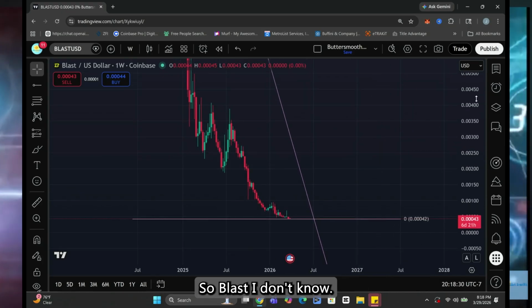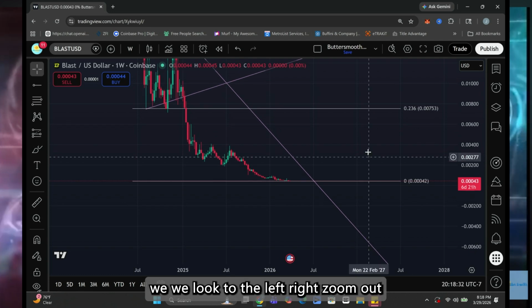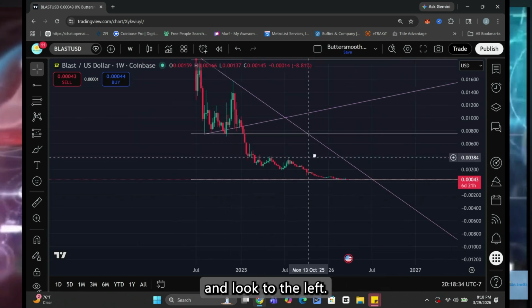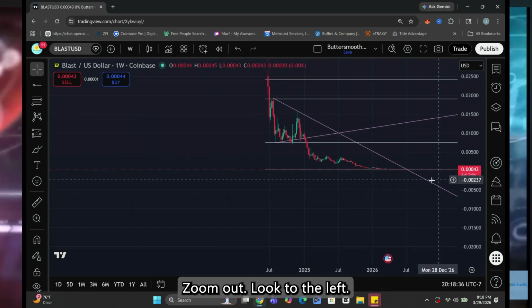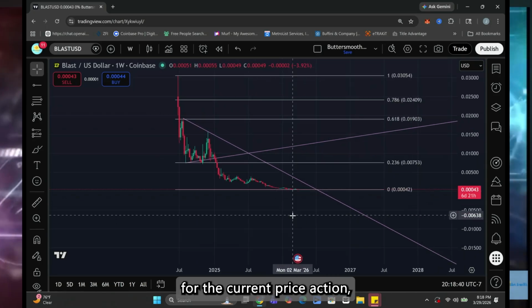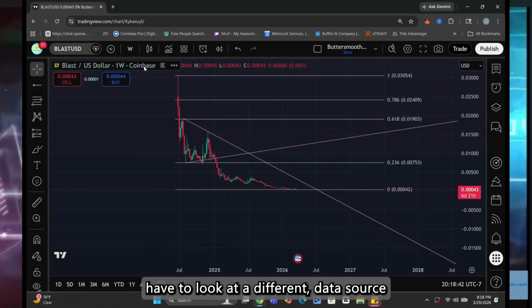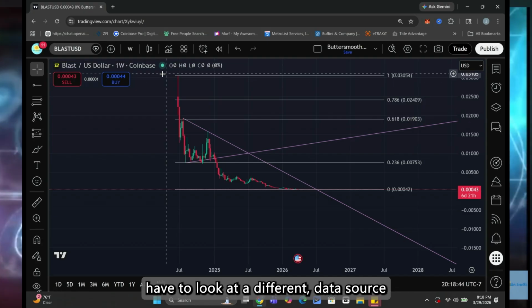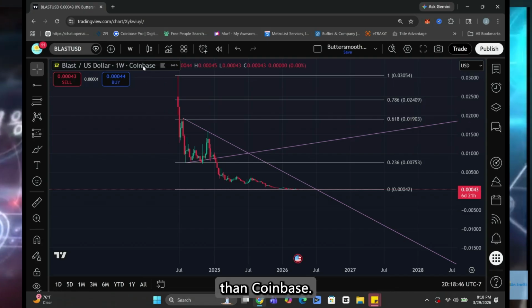So Blast, I don't know. Again, we look to the left, right? Zoom out and look to the left. That's what I always say. Zoom out, look to the left. We have no data for the current price action. So we would definitely have to look at a different data source than Coinbase.